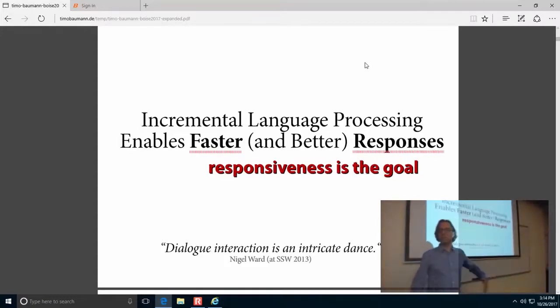And there's this nice quote by Nigel Ward saying dialogue interaction is an intricate dance. So dialogue is actually not a ping-pong game going back and forth, but a very fluid thing as it progresses. So it's not he says something, she says something, but it's very tightly knit, in my opinion. And that's the important thing.